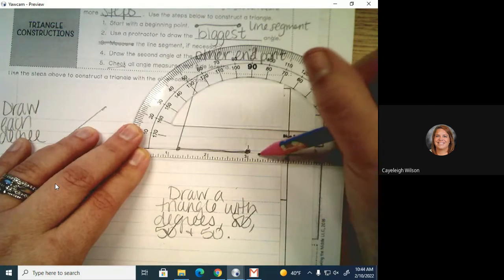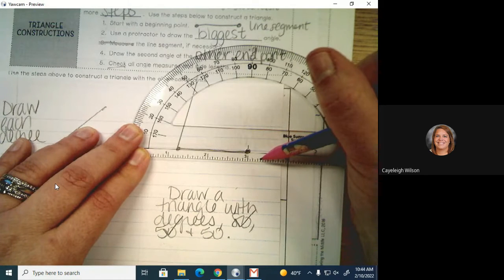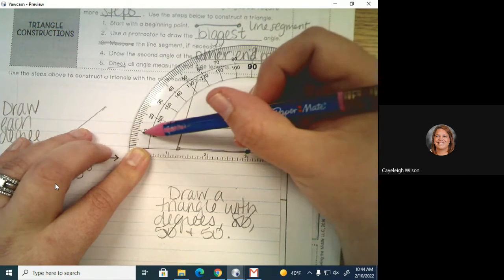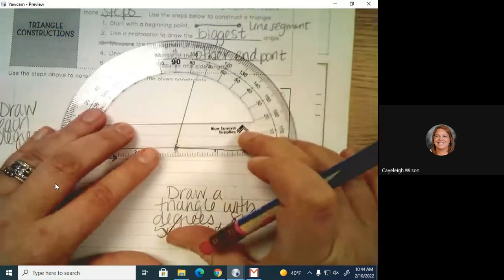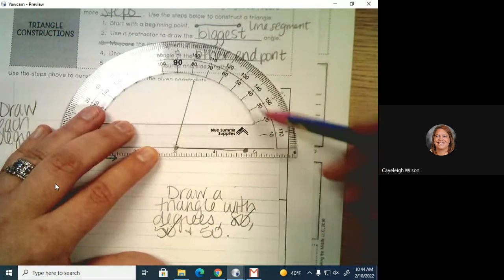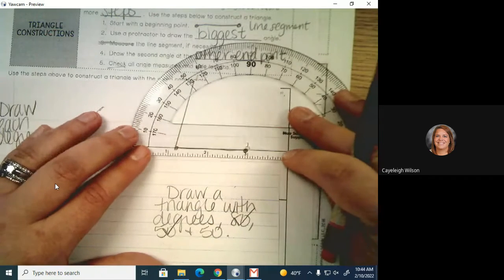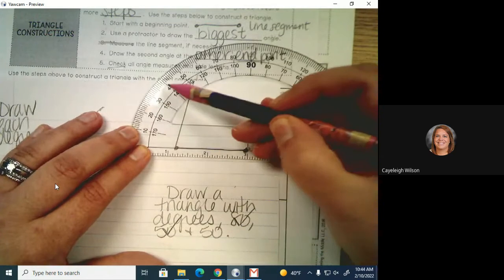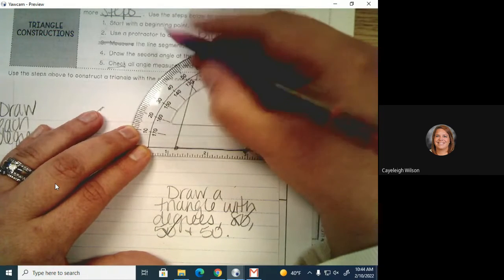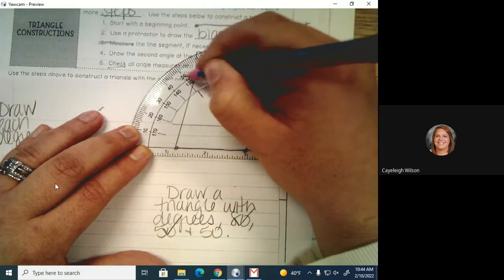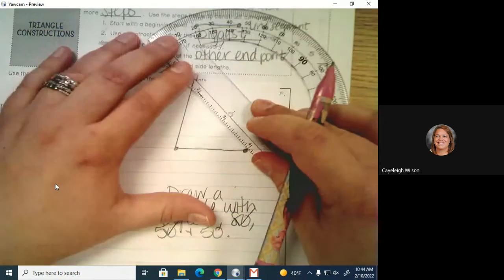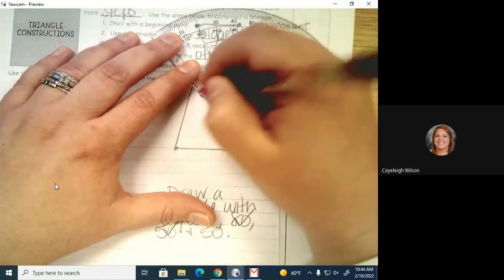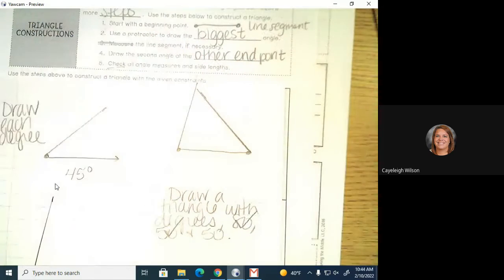When you start on the other side, you count from the top. Like when I start on this side over here, I count it from the bottom. But when I start on the other side, I'm going to count from the top. So I'm going to look for 50 degrees. So here's 50. Right there, there's 50. And then I'm going to connect that. And then I would be done.